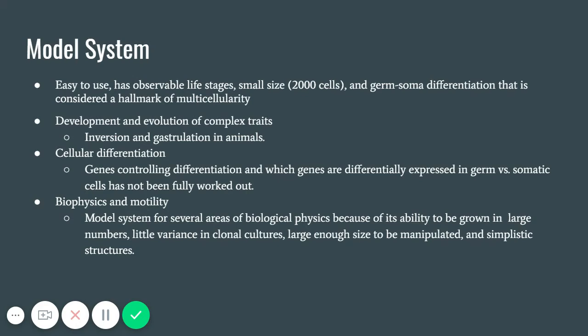An example of this is inversion in Volvox and gastrulation in animals, as the similar processes of inversion can serve as a model for the more complex gastrulation process, and further our understanding of the physical processes involved. Another area Volvox are useful in is cellular differentiation.